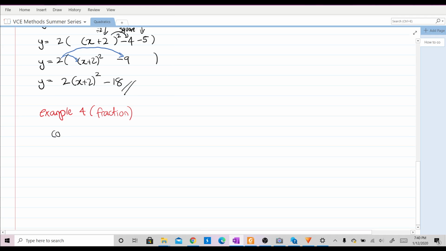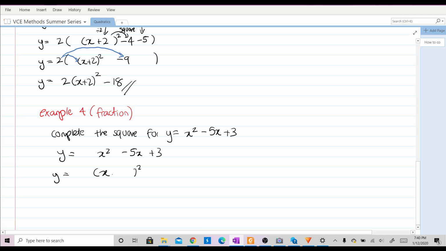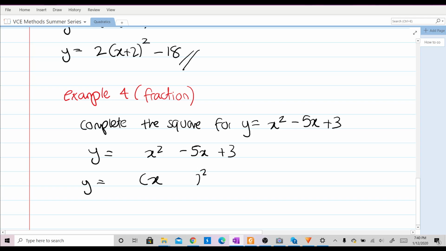For example, let's say we have to complete the square for y equals x squared minus 5x plus 3. Again, let's rewrite this out. We're going to write in our standard form here. From there, we're going to divide negative 5 by 2. Now, negative 5 isn't divisible by 2, but we can write this as an improper fraction. Okay. So when we write this as an improper fraction, we get negative 5 over 2.